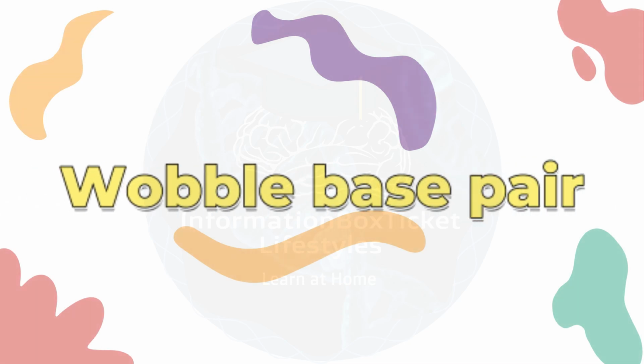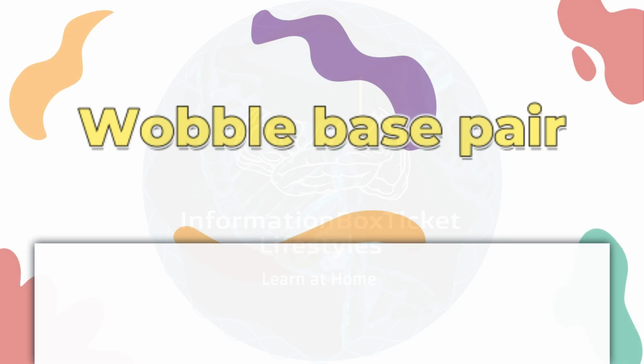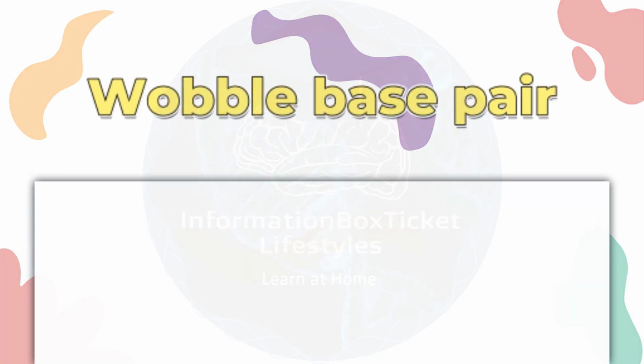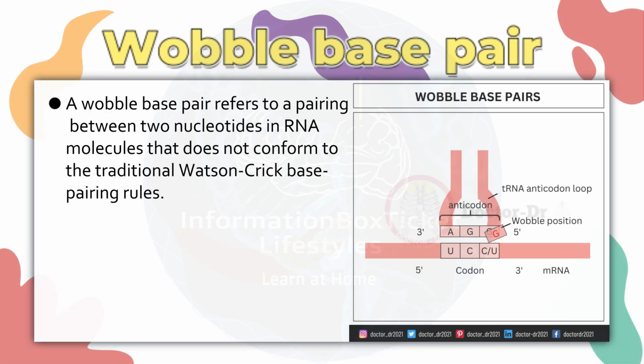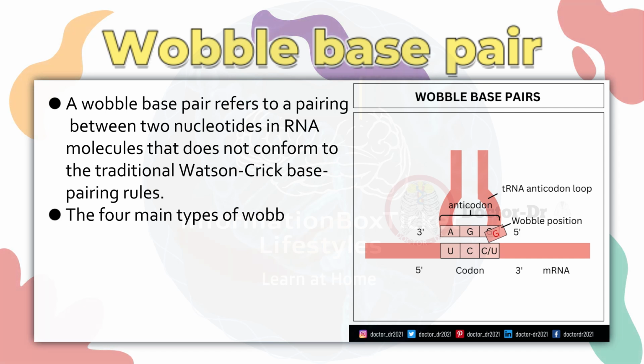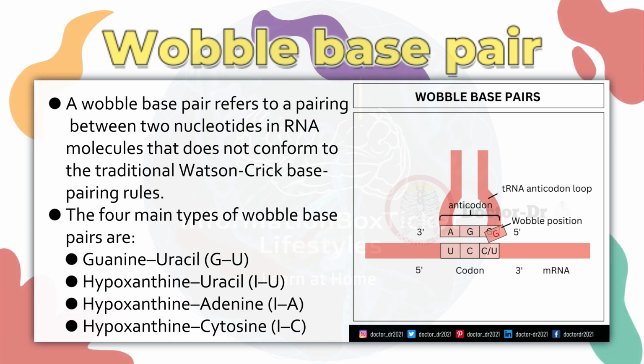Wobble base pair. A wobble base pair refers to a pairing between two nucleotides in RNA molecules that does not conform to the traditional Watson-Crick base pairing rules. The four main types of wobble base pairs are guanine-uracil, hypoxanthine-uracil, hypoxanthine-adenine, hypoxanthine-cytosine.